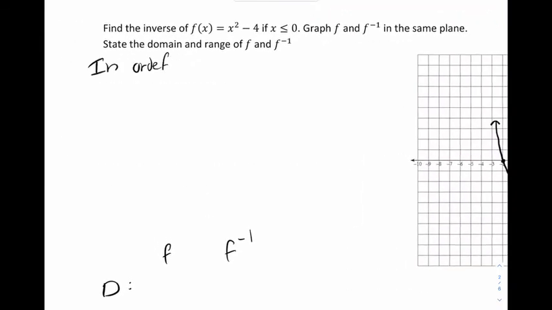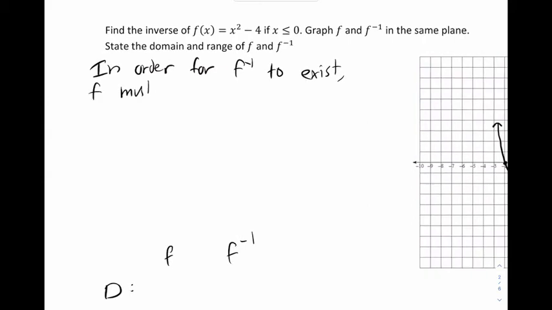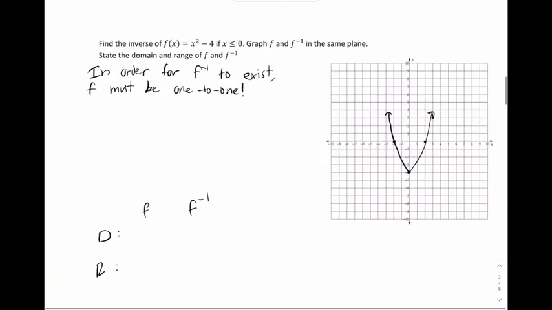In order for f inverse to exist, f must be one-to-one. So that was the purpose of doing all that stuff for one-to-one, is that you can't actually have an inverse if it's not one-to-one. So that's why, if you look right here, this stipulation is there.